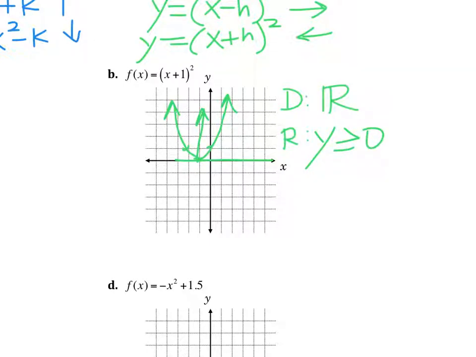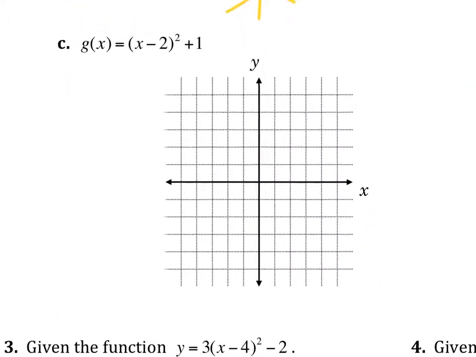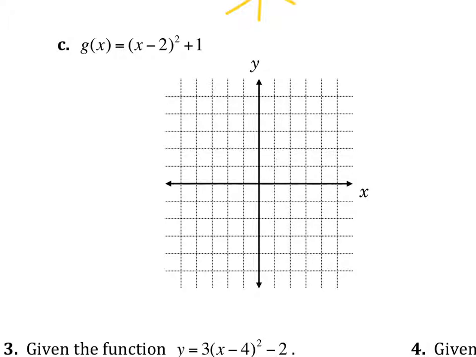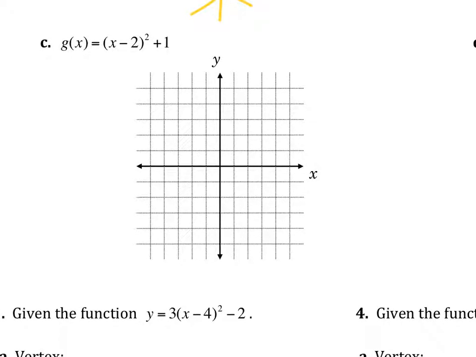Very good. All right, the next one is very shifty. It's 2 shifts in 1. So here we go. Start with your parent function at the origin, 0, 0. And we're going to shift this thing 2 to the right and 1 up. So you start at 0, 0 and you count 2 to the right, 1 up. That's my vertex. And I'm going to count up 1 and over 1, and I'm going to draw my parabola.